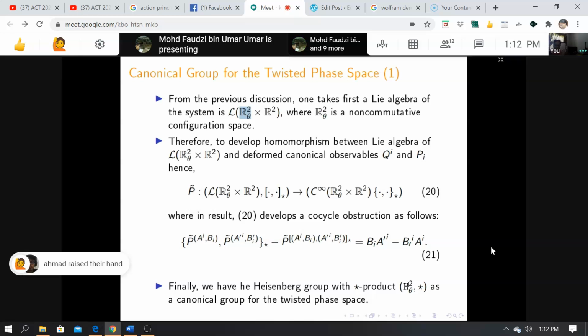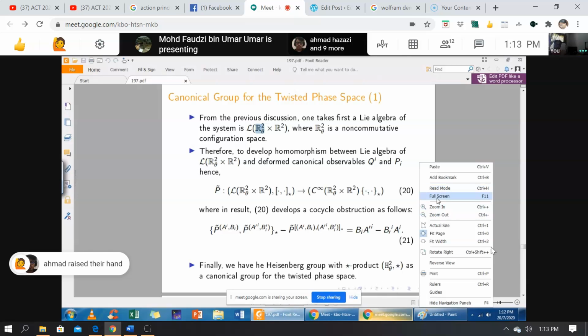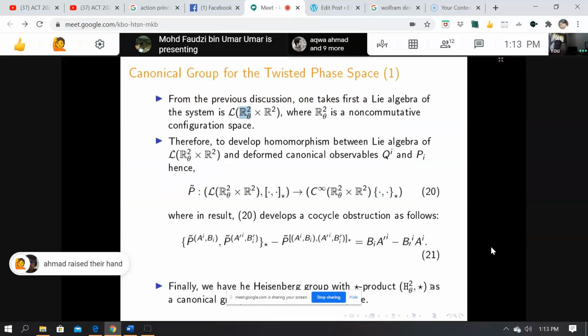Okay, Ahmad. So, okay. If it is the same, so what's new by using Isham's quantization and applying it in this case? What do you think we can learn from?